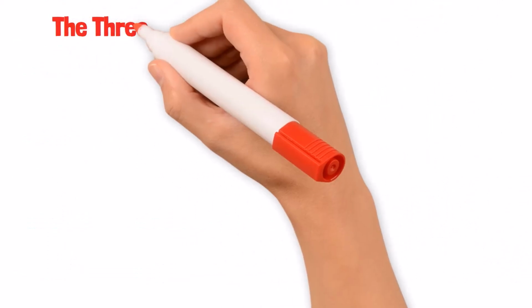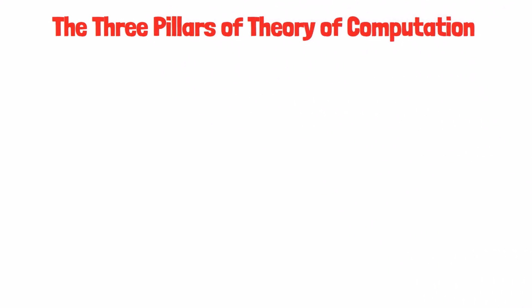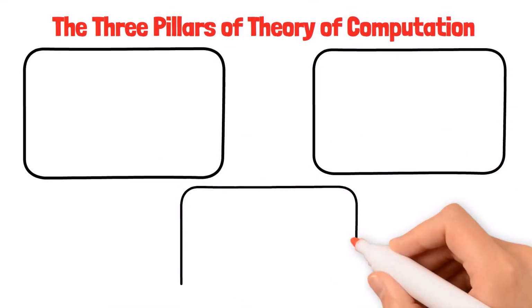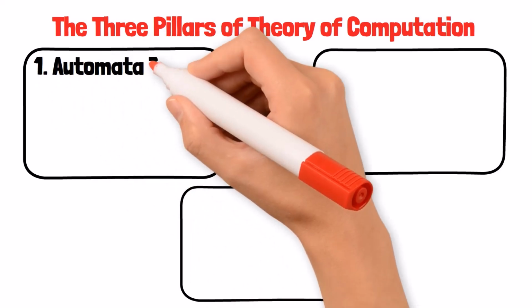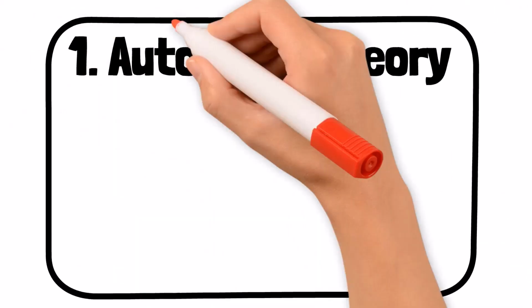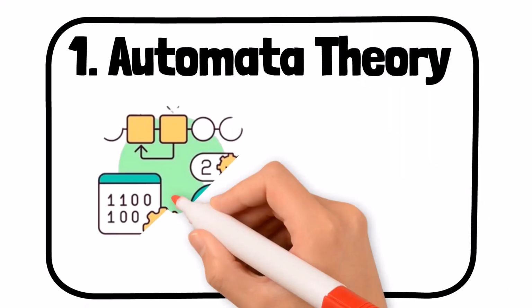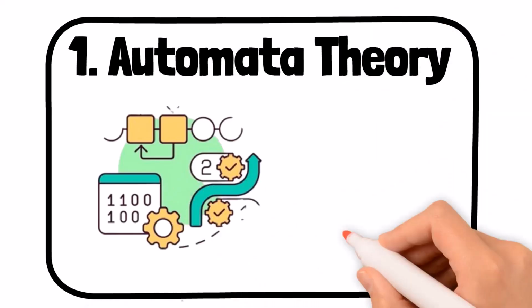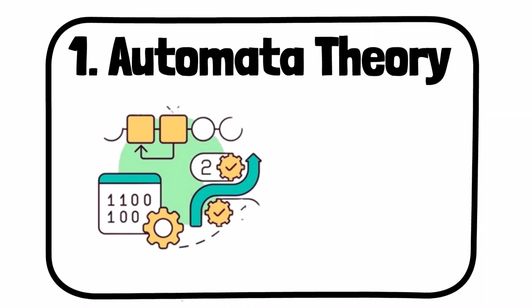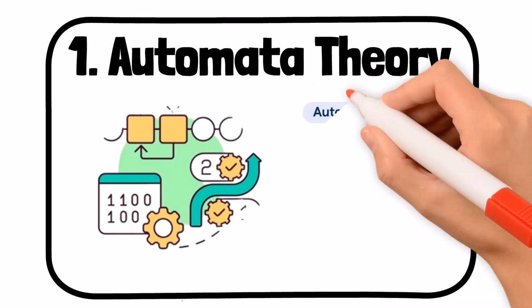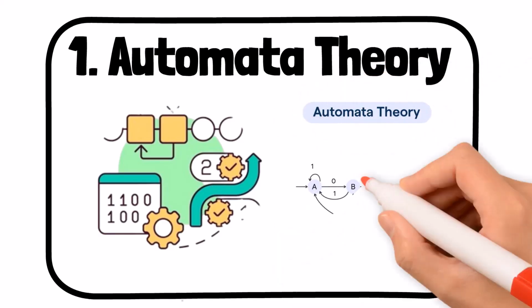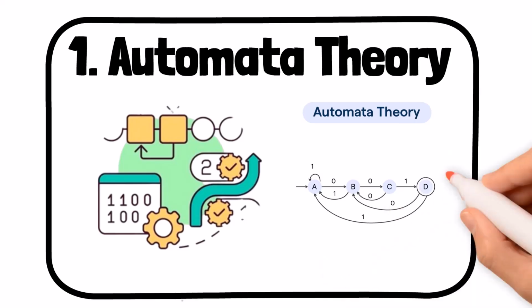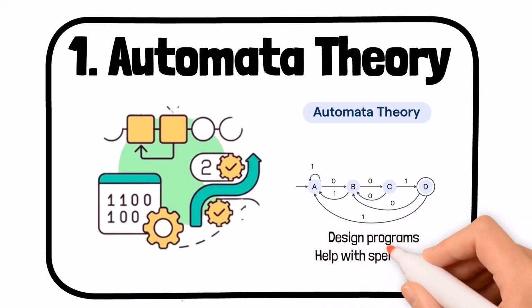The 3 pillars of theory of computation. Let's meet the 3 superhero parts of this subject. 1. Automata theory. This is like building tiny machines, not real ones, just in your mind, that read and understand input, like words, numbers, or codes. For example, you make a machine that only says yes if a word ends with the letter A. If not, it says no. That's automata at work. These machines help us design programs and even help with spell check in your apps.